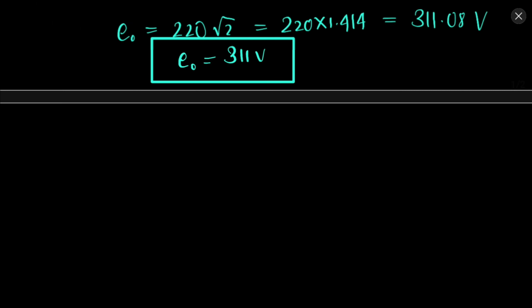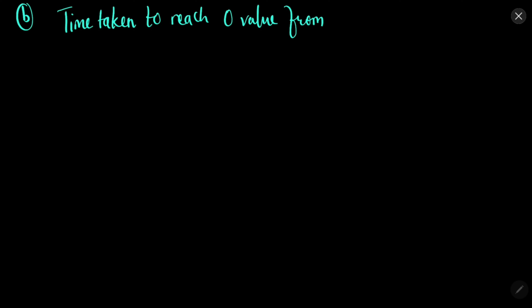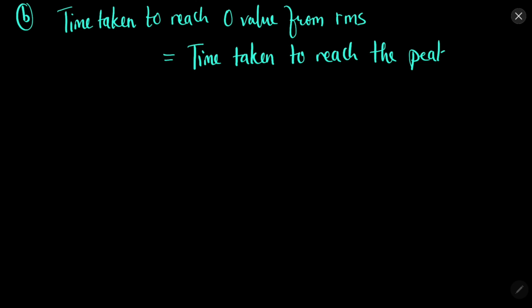Now this was the first part. The second part is time taken for the current to reach the peak value, and it will be equal to, we need to find time taken to reach 0 value from the RMS value. It will be equal to time taken for the current to reach the peak value. These two time periods will be same.